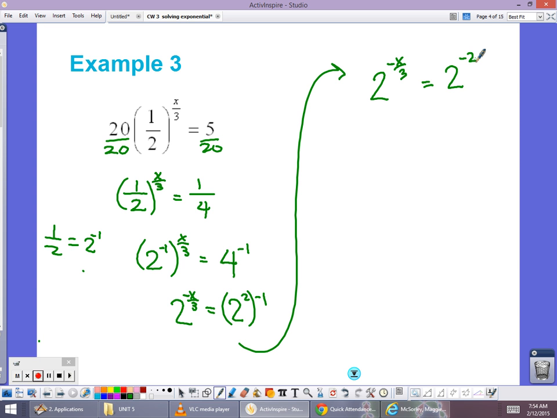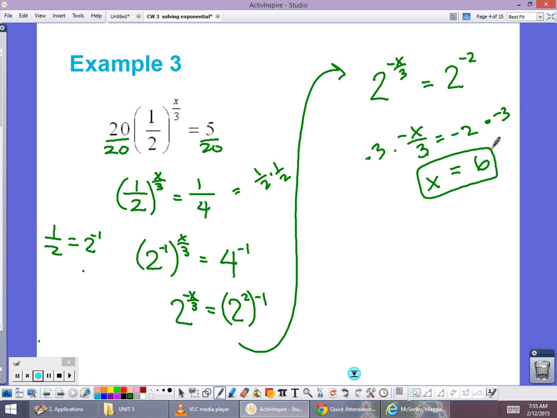We could also do it with fractions and say 1/4 is the same as 1/2 times 1/2, and then rewrite that as 1/2 squared. So that would also have worked. I just thought, oh, we can make it so it's not a fraction. Then we would set these equal to each other. I would want to multiply by -3 on both sides, and that would give me 6 equals x. Negative cancels, 3 cancels, and I get my answer.